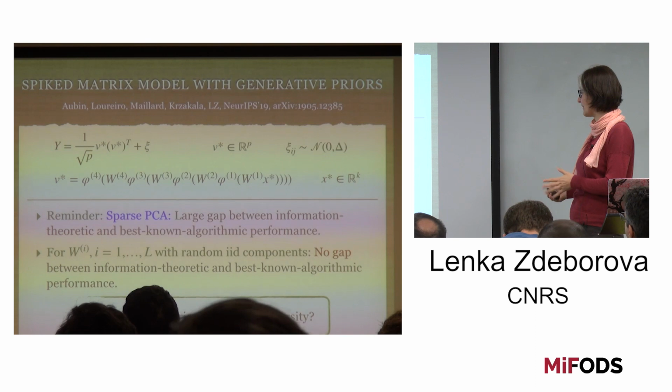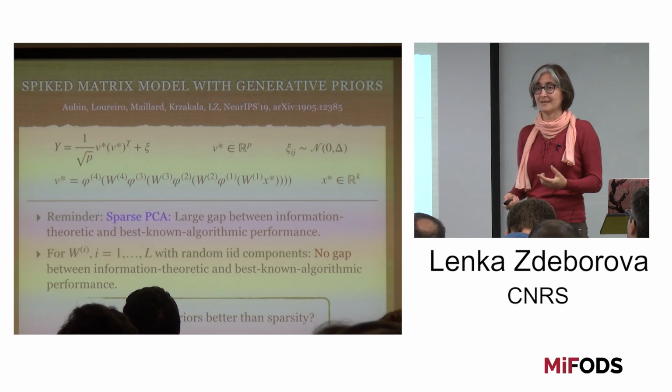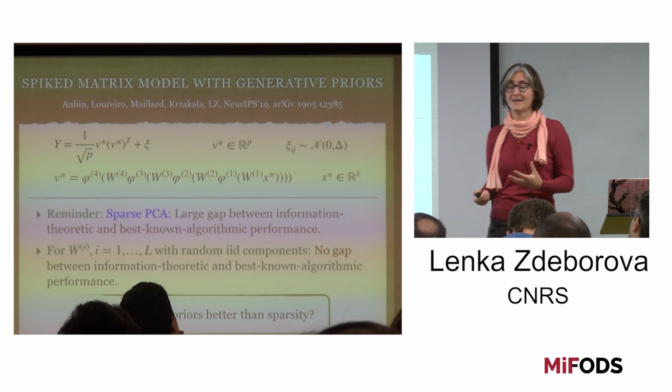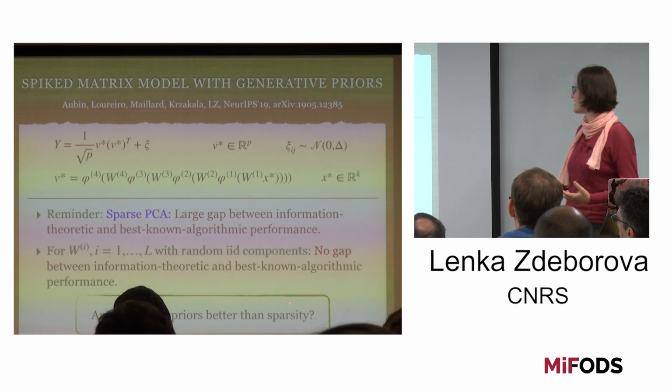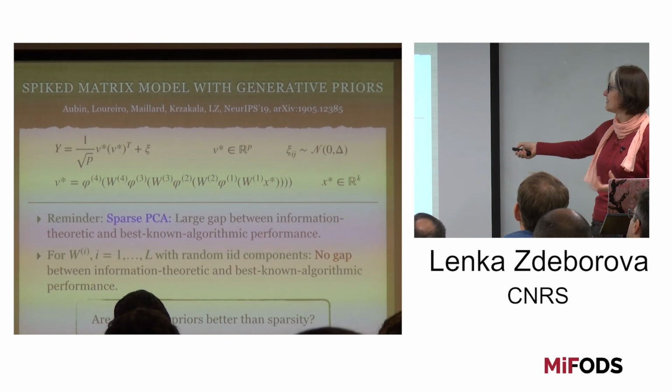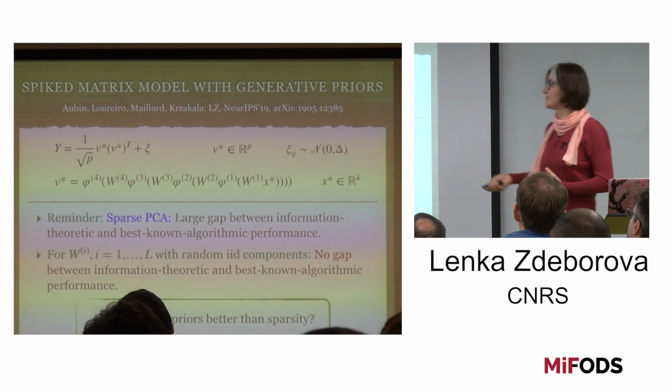This would suggest that sparsity may not be such a good idea after all, because it causes algorithmic hurdles. But if we use generative models as priors, these algorithmic hurdles go away, and signal processing would be much easier. We are not showing that, because we are assuming that these weights are random and IID. We would need to prove something like that for the weights actually learned by the GAN, which we don't know how to do, but it's an interesting hypothesis.